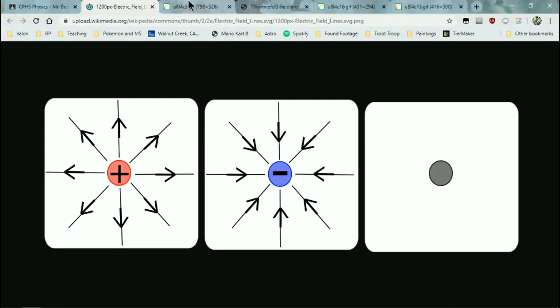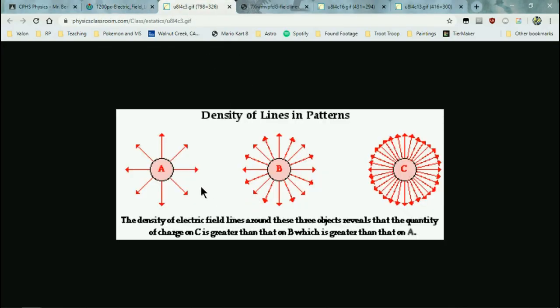An example of this is like this here, right? And it doesn't have to be equal. For example, if I have a plus 10 microcoulomb charge, that doesn't mean I have to draw out 10 lines. You should at minimum draw 4, but you should probably do 6 or 8, just to have at least some consistency.